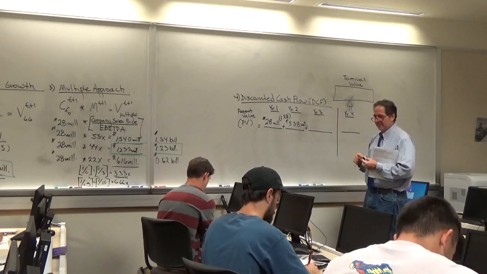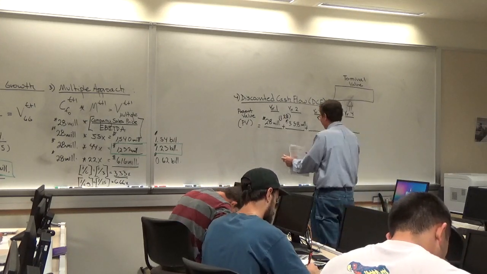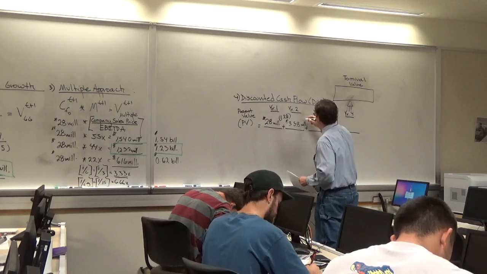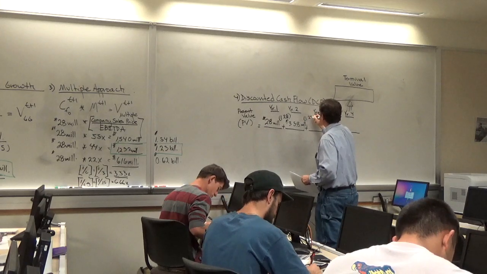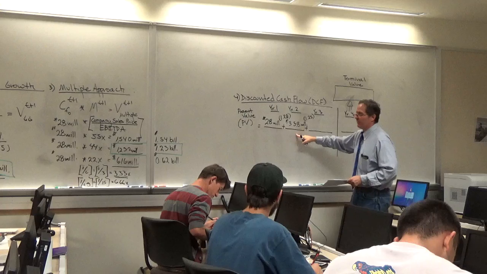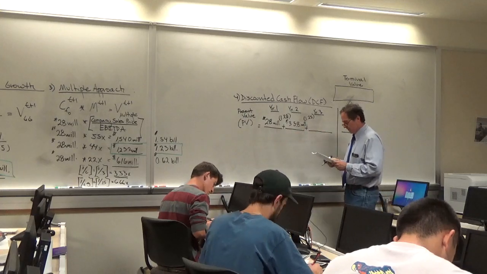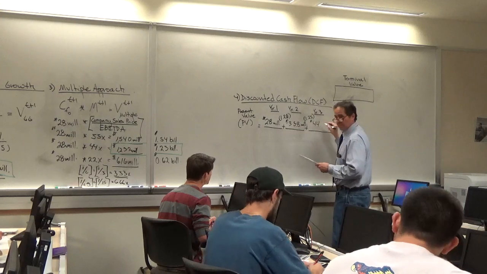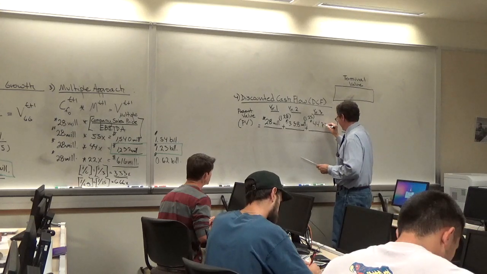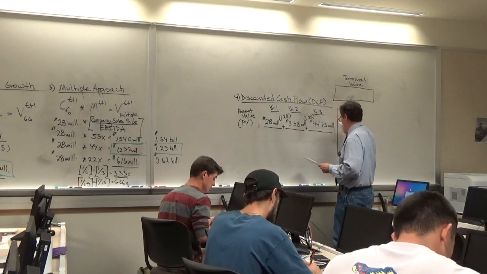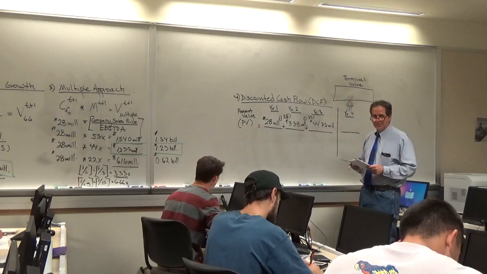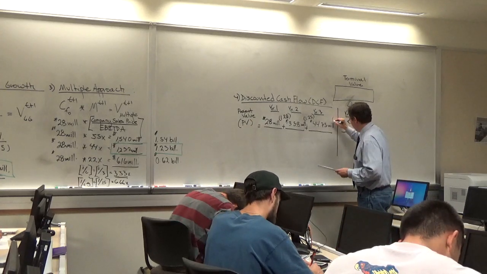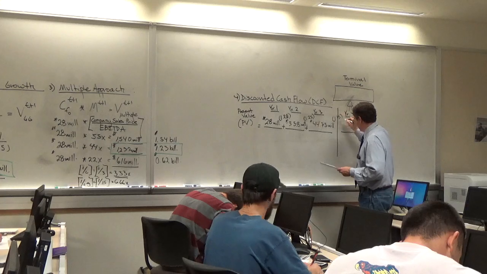Times 1.25. What's 35.8 times 1.25? 44 million 750,000. So 44 million, 750, 75. Yep, got it. Now what do we do? Times it by 1.15. That's 1.15, got it. What do you get?